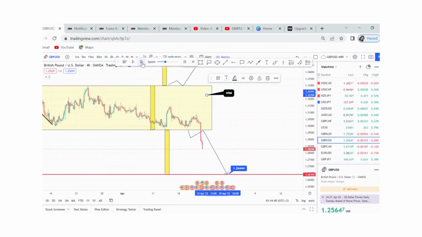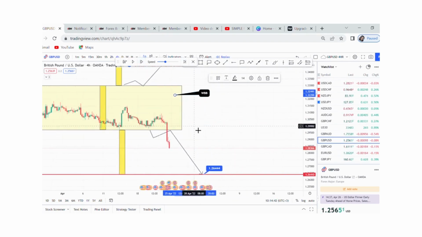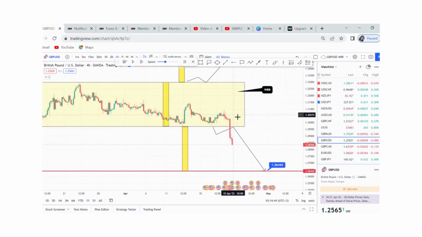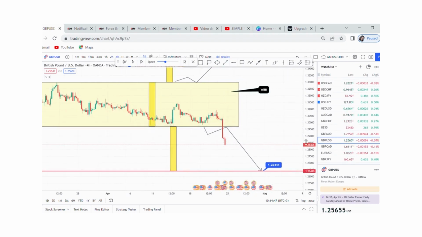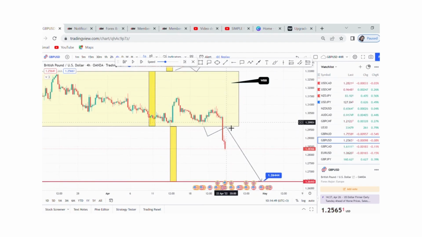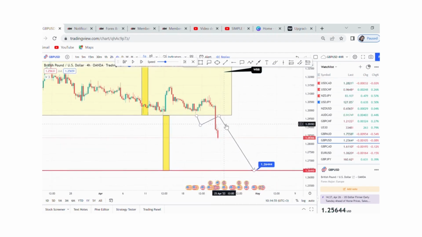You see here, this candle, this big candle. So there are people who would wait for a retest. There are people who would wait for retest at this level. There are people who would enter immediately. So immediately you see this very big momentum candle, guys, kindly enter that trade.